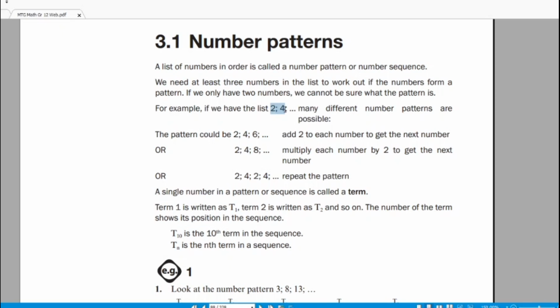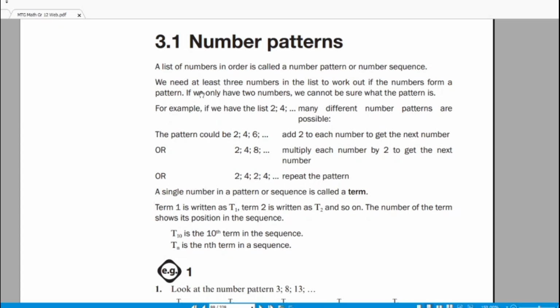Like in this case, we have 2, 4. Many different number patterns are possible if you only have 2 numbers. If you have 2, 4, any number can come after 4. If we add 2 each time, then we'll have 6, and the pattern will be 2, 4, 6. If you multiply by 2 each time, the following number will be 8, so you'll have 2, 4, 8. Or it could be a repeating pattern just like this one here, 2, 4, 2, 4.